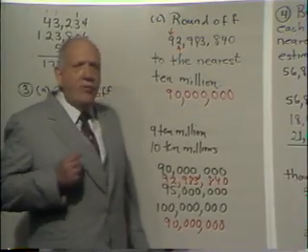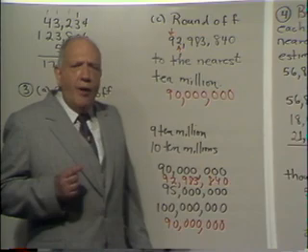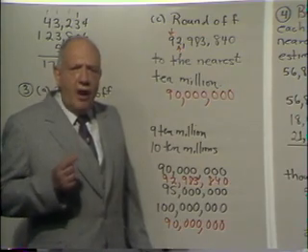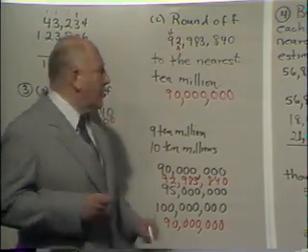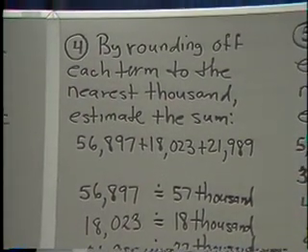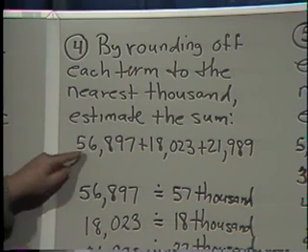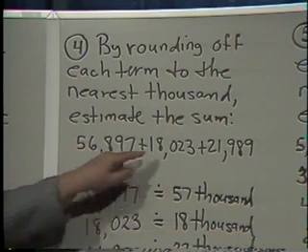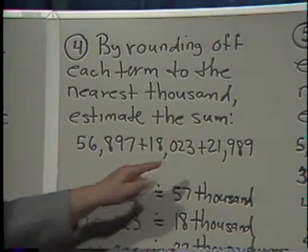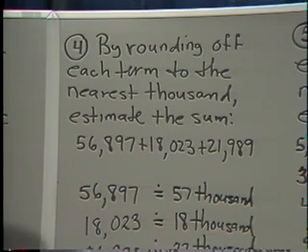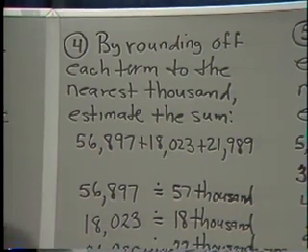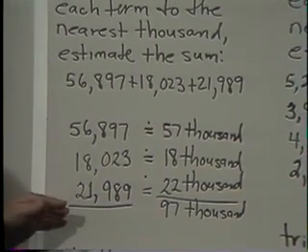And now that we know how to round off, let me show you how we find estimates to an addition problem by rounding off. Let's do the next problem, problem number 4. Problem number 4 says, by rounding off each term. Remember, a term is what we call each number that's being added. By rounding off each term to the nearest 1,000, estimate the sum 56,897 plus 18,023 plus 21,989. Again, we use the vertical form if we were going to get this answer exactly correct.